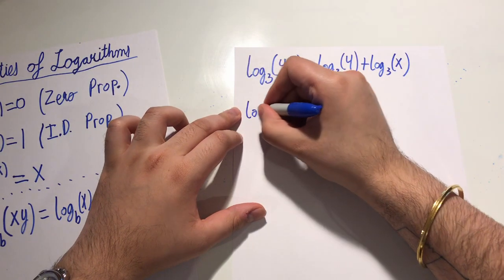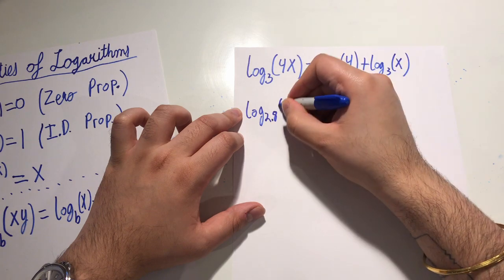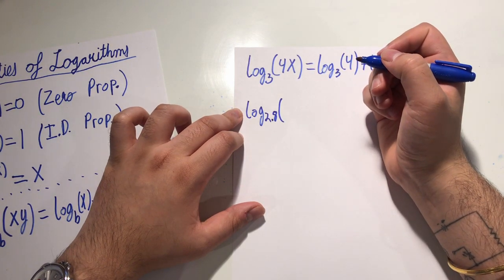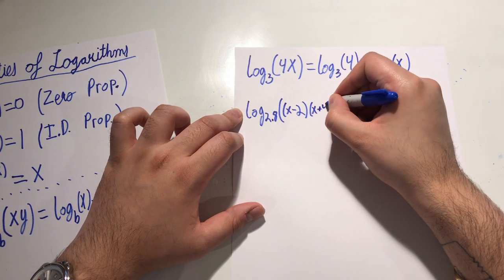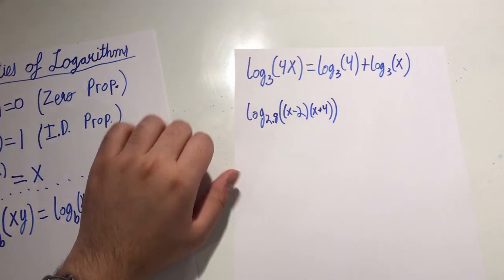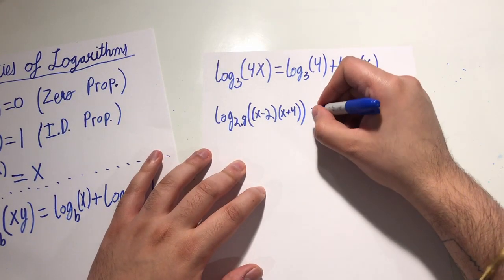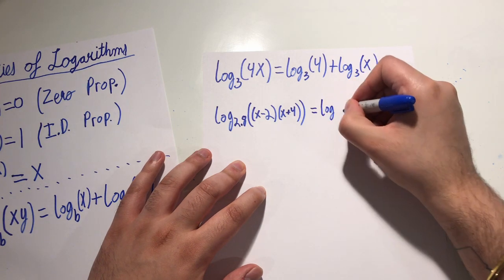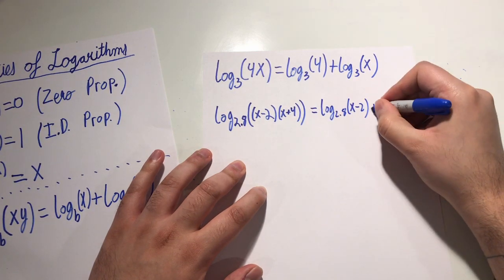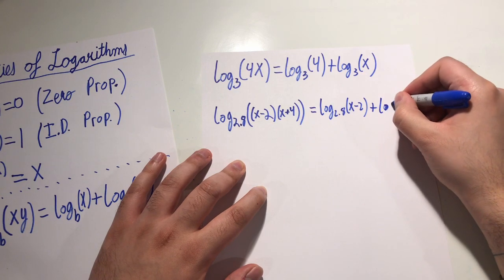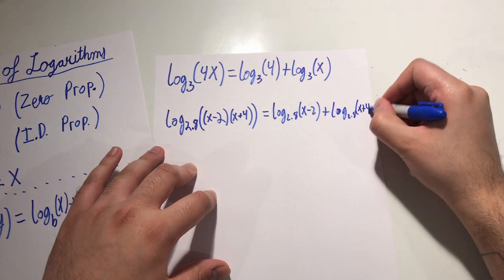Say I had logarithm of, whatever number. Say it was 2.8. And inside the logarithm, I had x minus 2 and x plus 4. Right? I had something like that. Still, these are two things multiplied to each other. I can change that to be logarithm of base 2.8 of the first thing, x minus 2, plus logarithm of base 2.8 of the second thing, which is x plus 4.